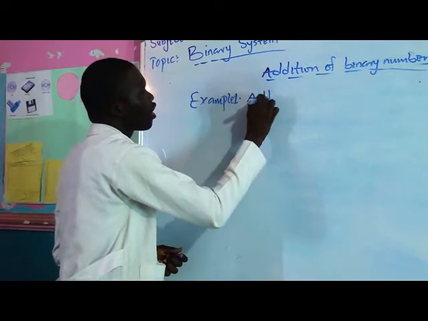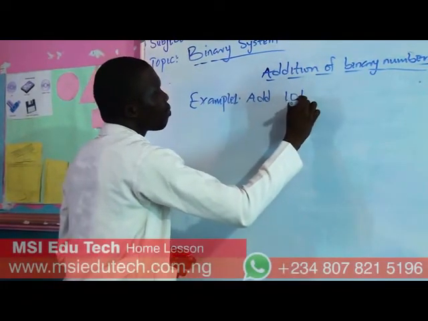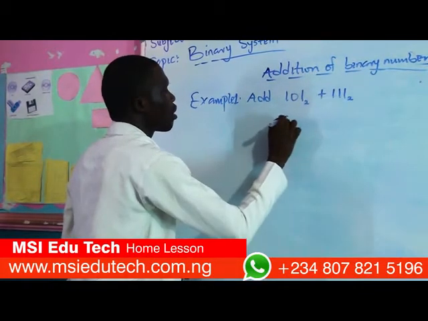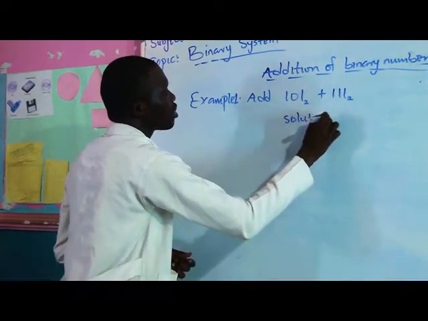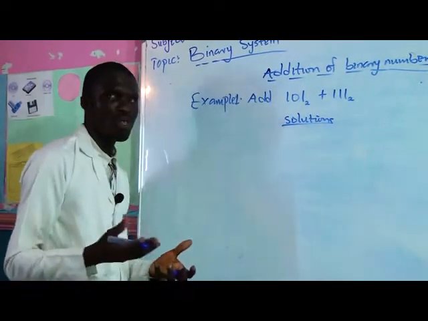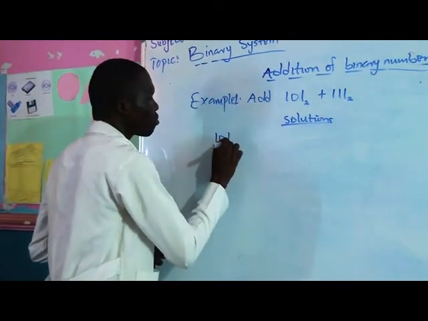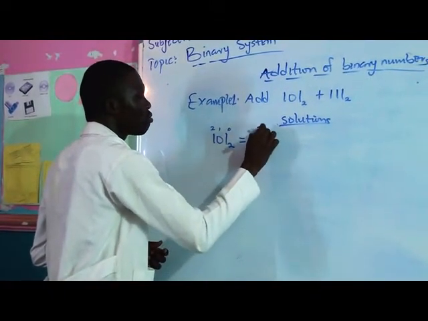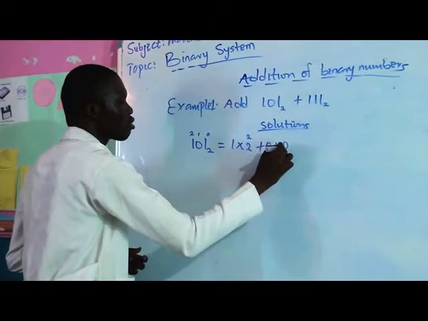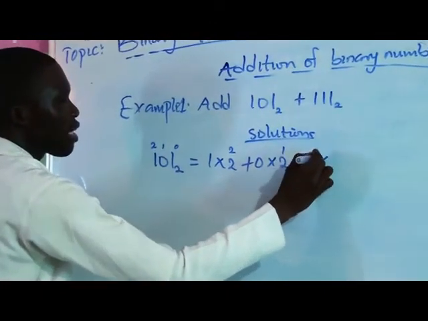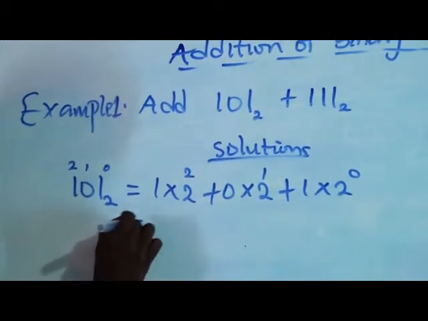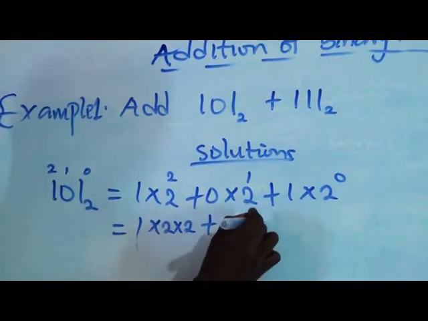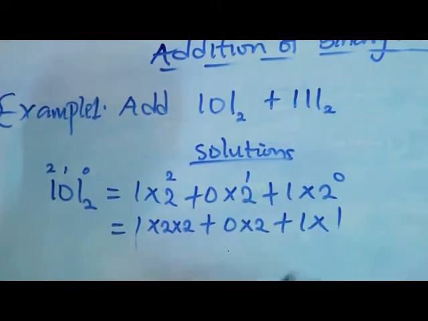Add 101 base 2 plus 111 base 2. I'm going to show you two methods, so you choose the one that will be okay for you. 101 base 2 is, with positions 2, 1, 0: 1 times 2 squared, plus 0 times 2 to the power 1, plus 1 times 2 to the power 0. Okay, this one will give us 1 times 2 times 2, plus 0 times 2, plus 1 times 1.